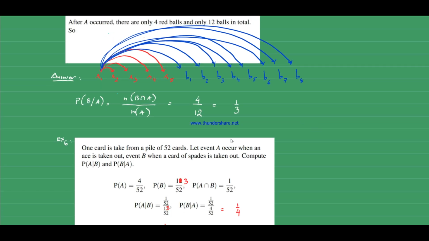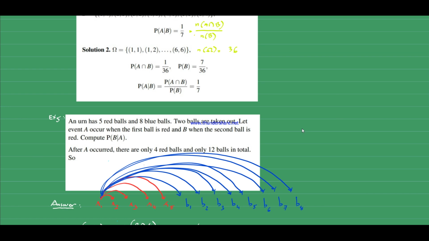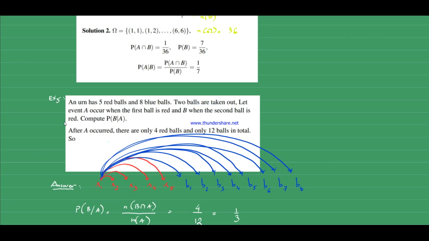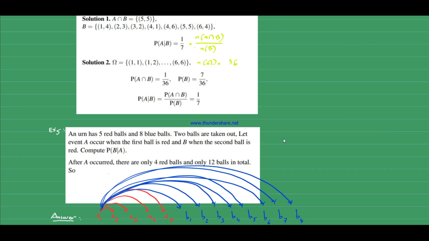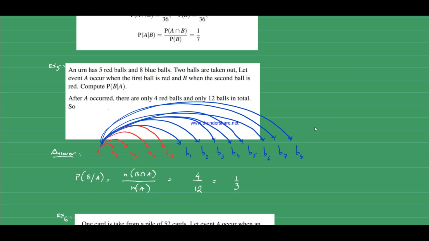So conditional probability is of course harder than the previous one, the basic one, but it's not really that bad. Of course, some problems are harder than others, and you see that, for example number 5 here, I already gave you a higher level problem. But in your math class, I believe it's not gonna be that hard, so it should be very simple and standard.